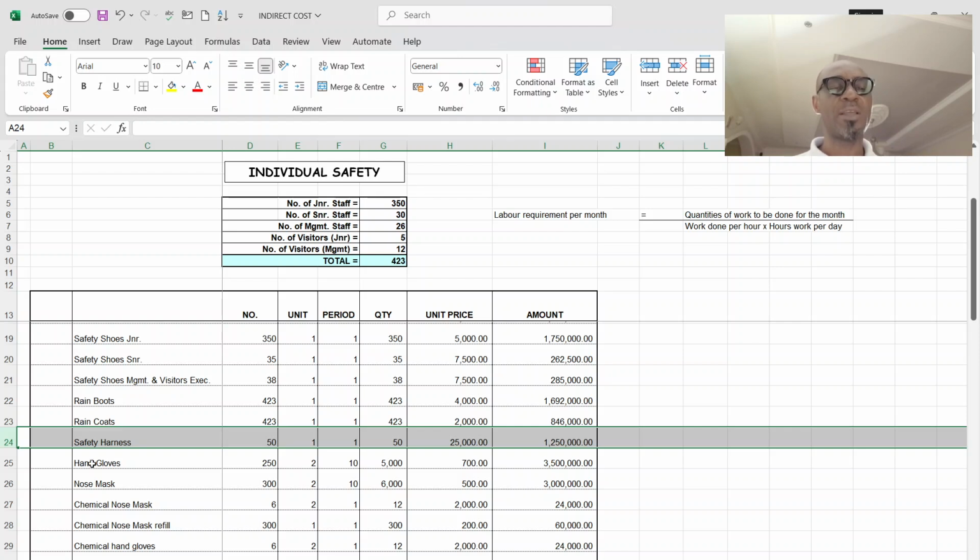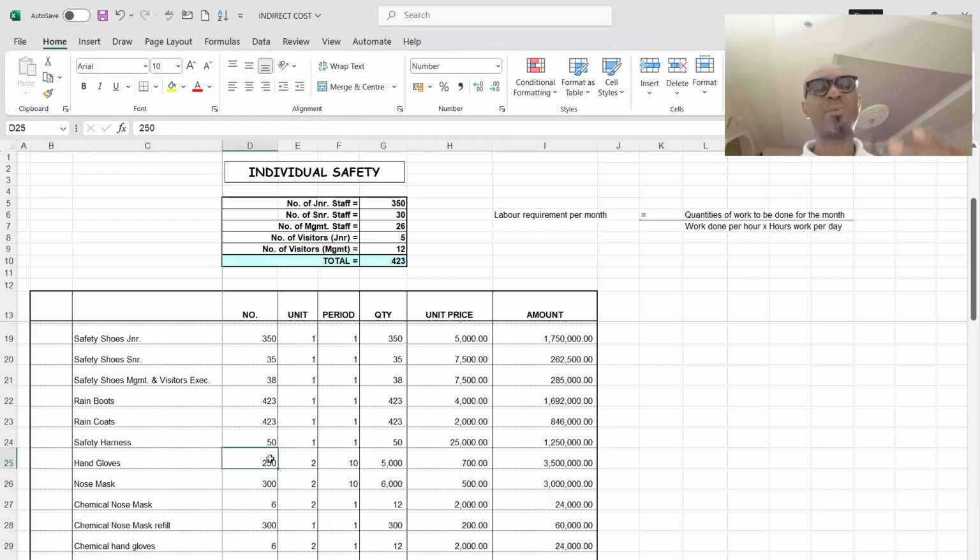Then the hand gloves. Not everybody on the junior staff will need the hand gloves. So you look at those that will need it, say the iron benders, the carpenters, the form workers. Those are the people, and sometimes some cleaners that are working in the chemical area. So you extrapolate from the 350 to say, okay, out of this 350, I will make provision for 250 people that are entitled to hand gloves.